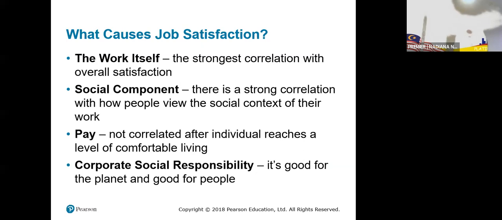Maybe at a certain time the high pay, a certain level of pay, is not correlated with the comfortable feeling.